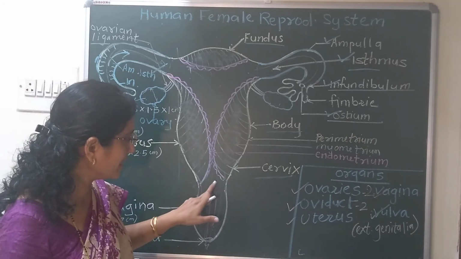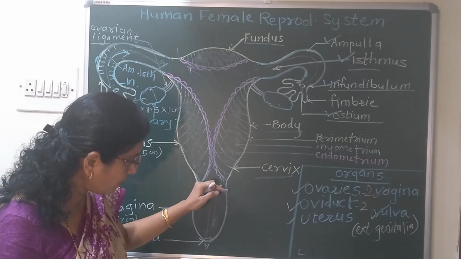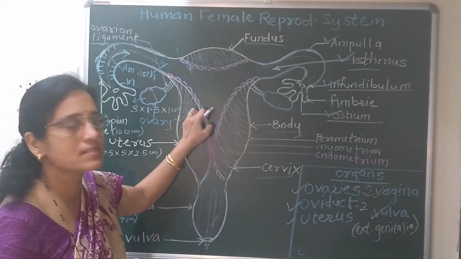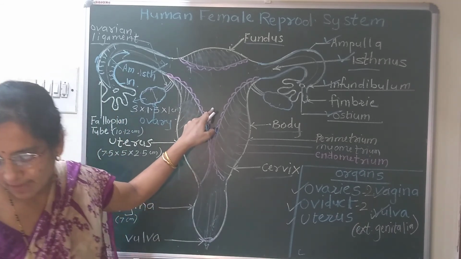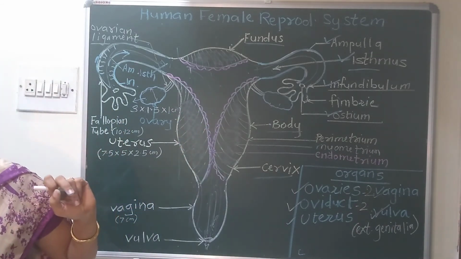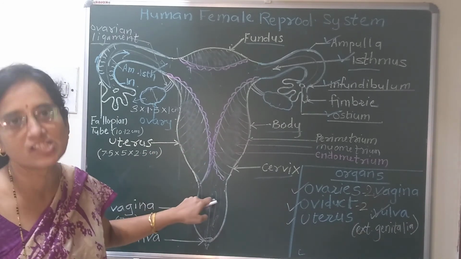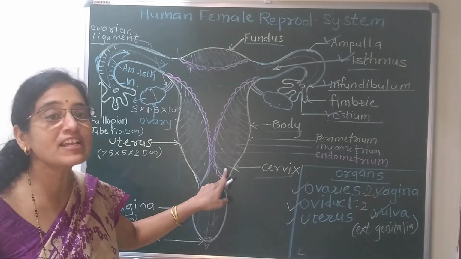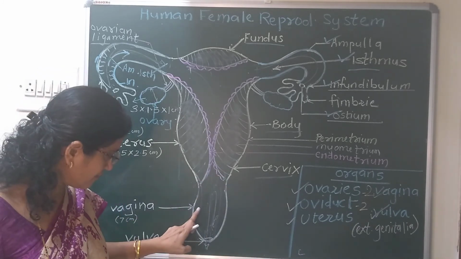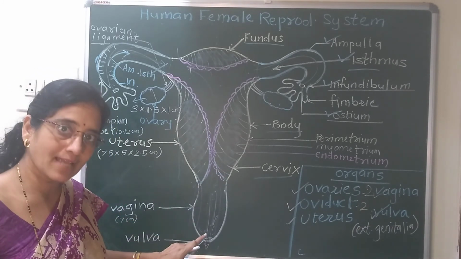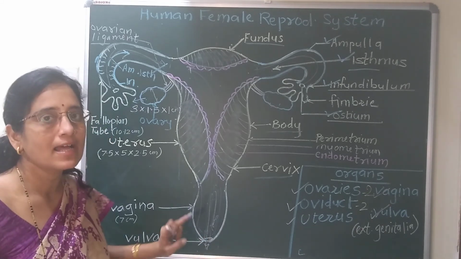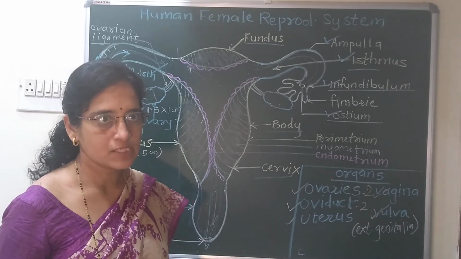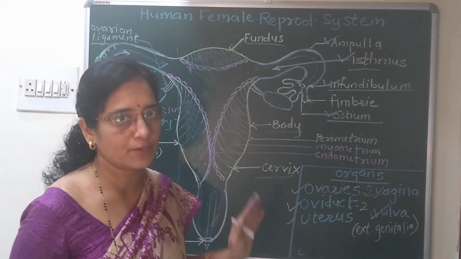It has 2 openings. One opening goes to the vagina and the other opening goes towards the body of the uterus. They are called the internal os and external os. These are the two openings of the cervix part of the uterus. This is the vagina and it is the birth canal. This is the vulva, the opening of the female reproductive system. So, this is the female reproductive system.